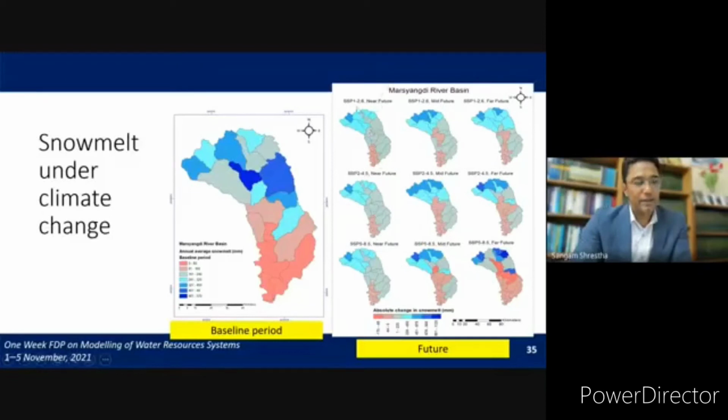because of the snow cover area located in this northern part of the basin. So in all SSPs, you can see these blue and darker blue colors are the snow melt under climate change, and you can see the absolute change in the snow melt in the northern part is higher than the other parts of the basin.